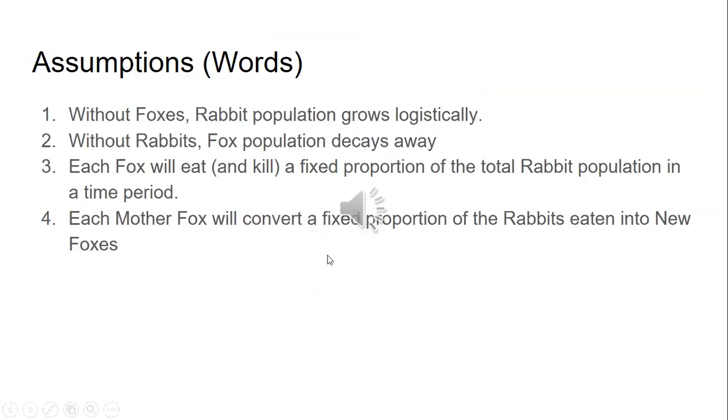Okay, so here are our assumptions. Without foxes, the rabbits are going to grow logistically. Without rabbits, the foxes are going to decay exponentially. The foxes are going to kill rabbits, and so each fox is going to eat a fixed proportion of the total rabbit population in any time period. And for the foxes, each mother fox will convert a fixed proportion of the rabbit population into new foxes, into babies.